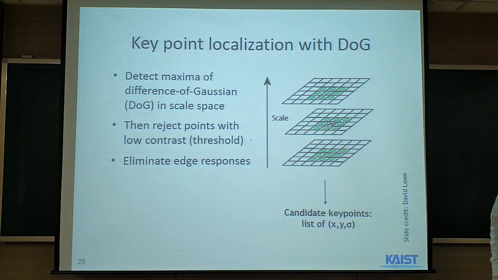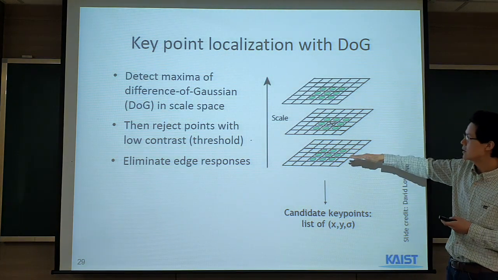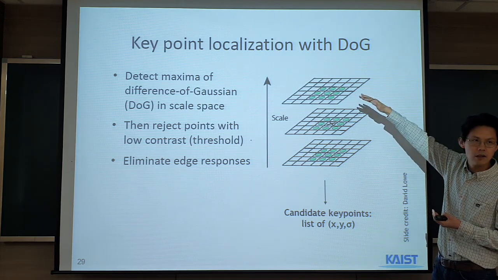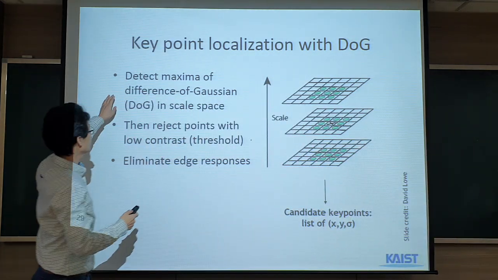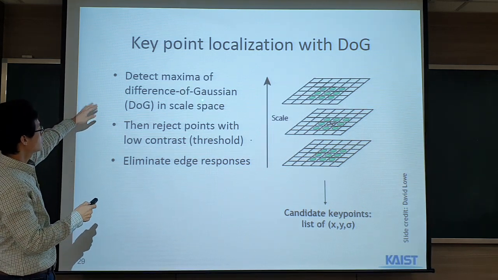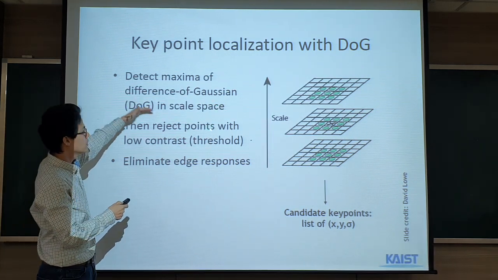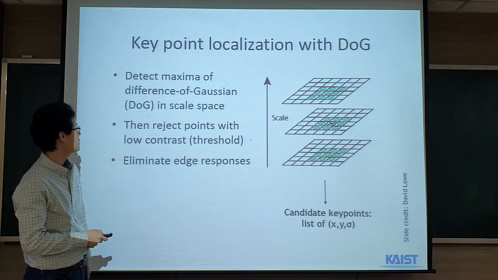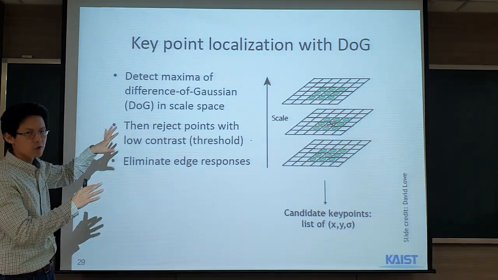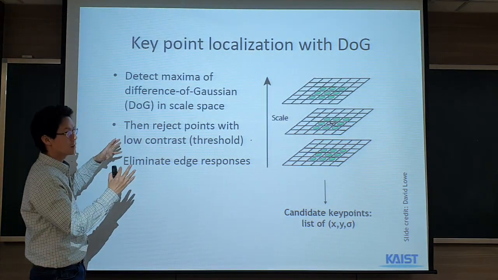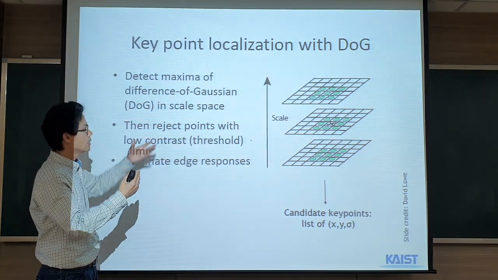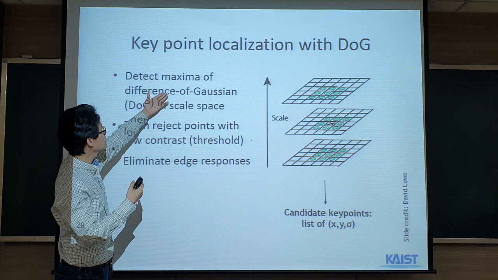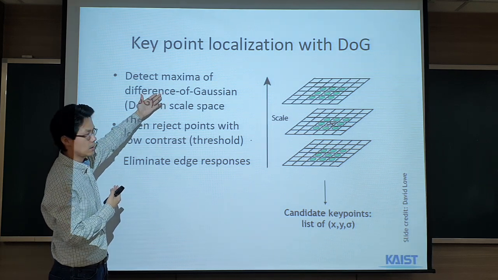And again, I mentioned here, we look at the different scales and then we compute this local maximum in the DOG in the scale space. There could also be many responses. The actual meaning of the response is basically whether there will be a local maximum or not.